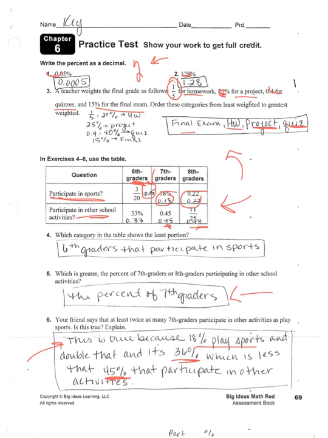So it talks about 7th graders, so you're looking here, that participate in sports versus other activities. So you see the 18% participate in sports, and then 45% participate in others. So if you double sports, it's 36%. This one here, 36%, which is less than the 45.